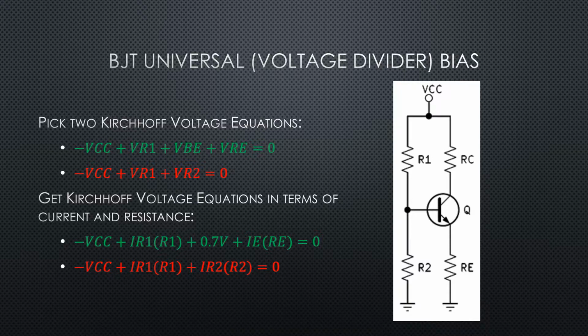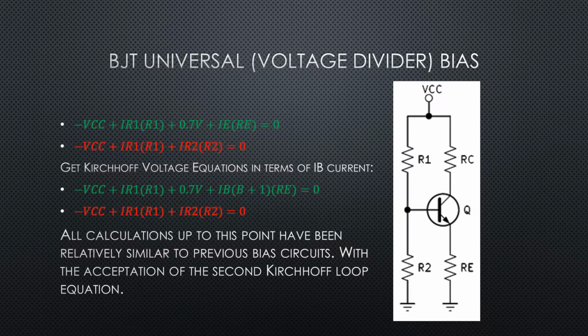So we've got our two equations that we picked, and we need to get those equations in terms of current and resistance. So you can see there, I'm calling the current through R1, IR1, and we know that we've got IRE or IE through the emitter resistor. And in the other loop, we've got IR1 also and IR2. So now I've got my two equations. I've got them in terms of current and resistance.